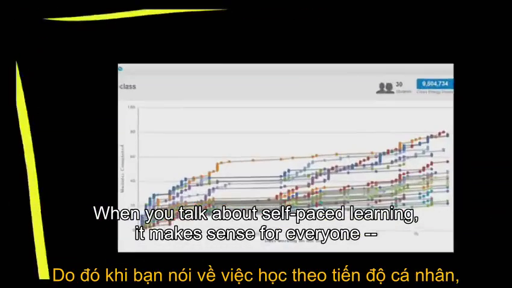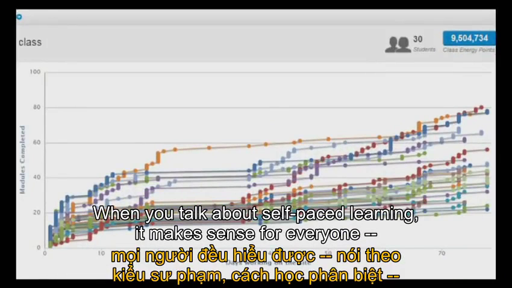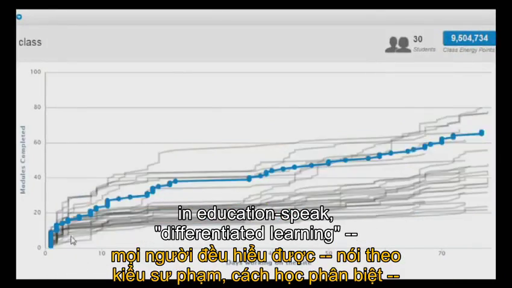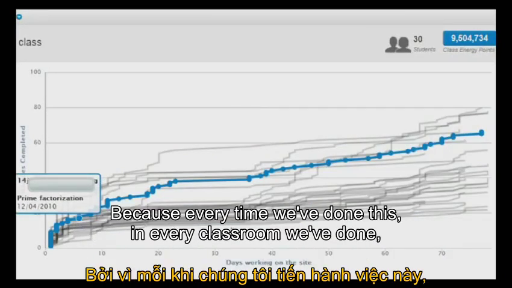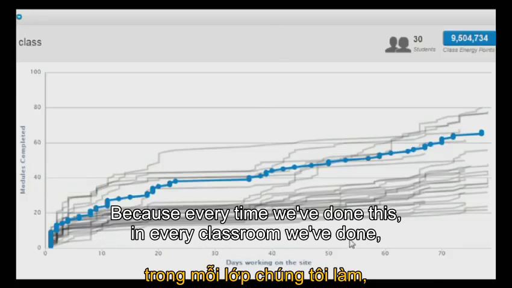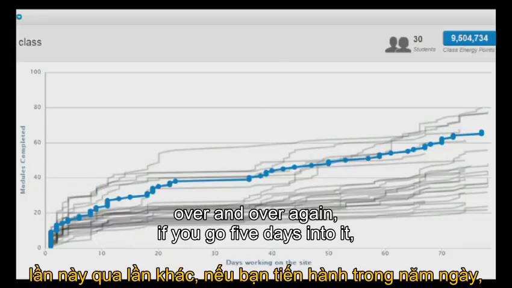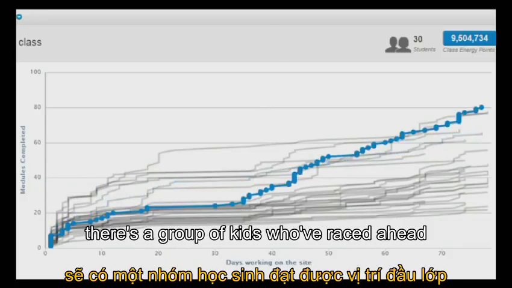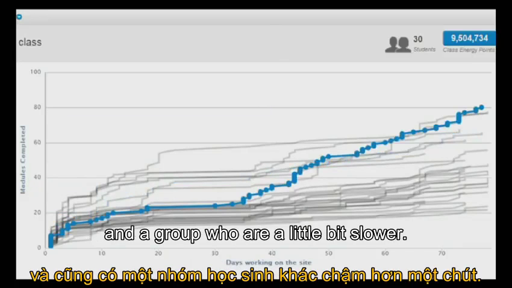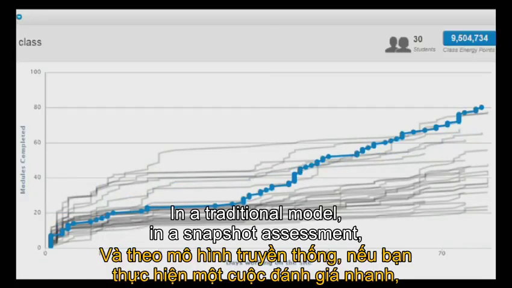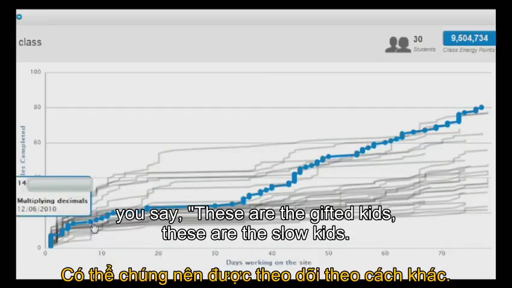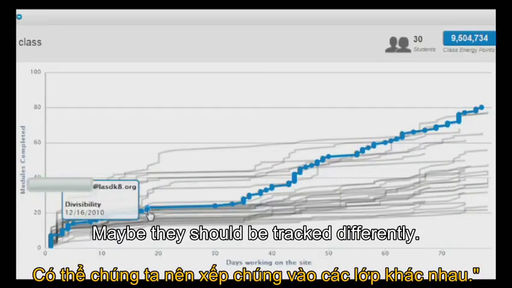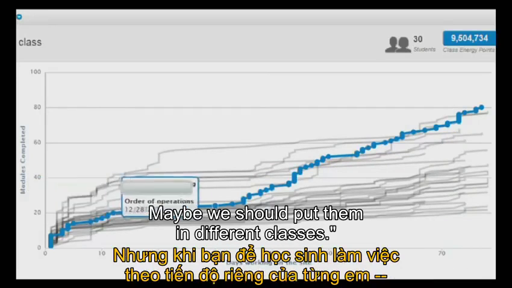So, when you talk about self-paced learning, it makes sense for everyone. In education speak, differentiated learning. But it's kind of crazy what happens when you actually see it in a classroom. Because every time we've done this, in every classroom, over and over again, if you go 5 days into it, there's a group of kids who've raced ahead, and a group of kids who are a little bit slower. And in a traditional model, if you did a snapshot assessment, you'd say, oh, these are the gifted kids, these are the slow kids. Maybe they should be tracked differently. Maybe we should put them in different classes.